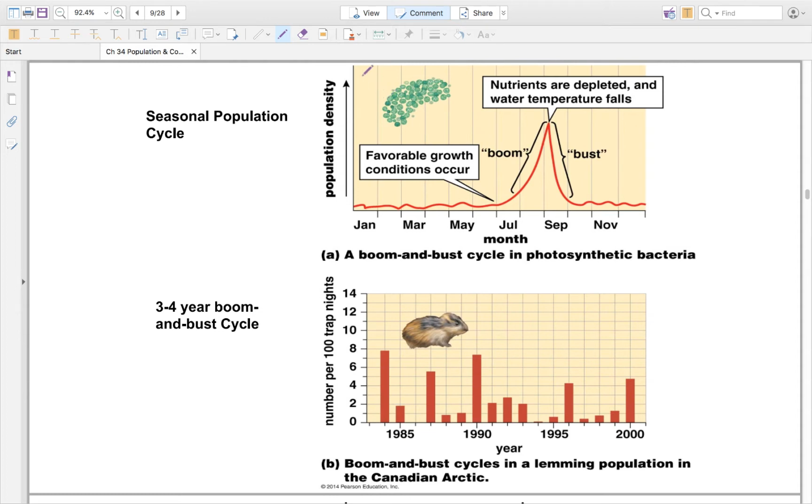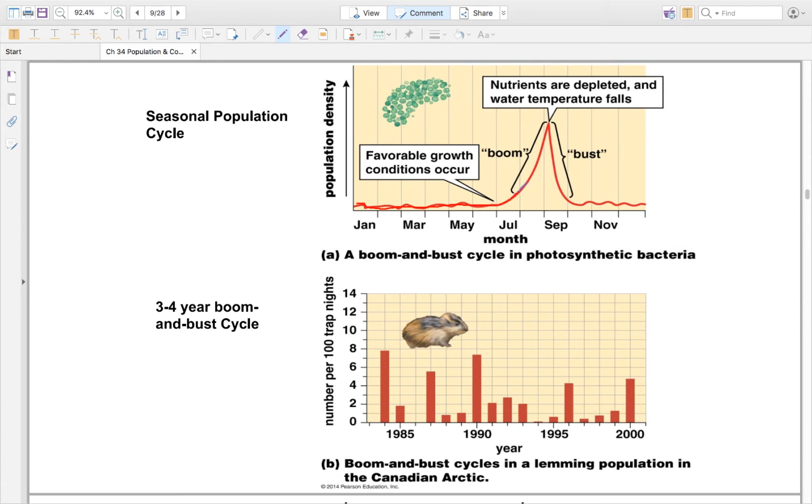So let's look at the first graph. Always look at the X and Y axes. The X axis is showing a year span, in months, January through December, and then the population density. And what we're looking at are these photosynthetic bacteria, and this is how they exist. They live with a low population throughout most of the year. Then they get favorable temperatures.